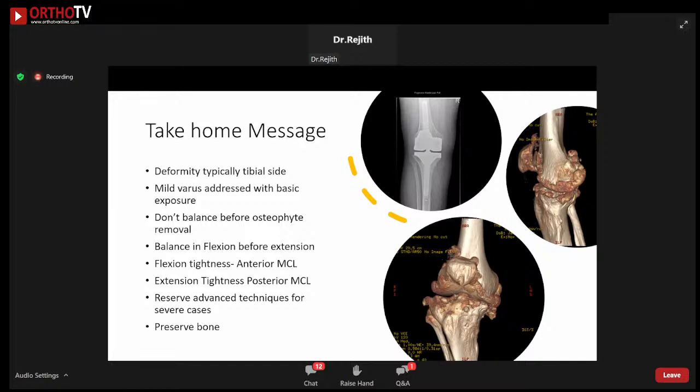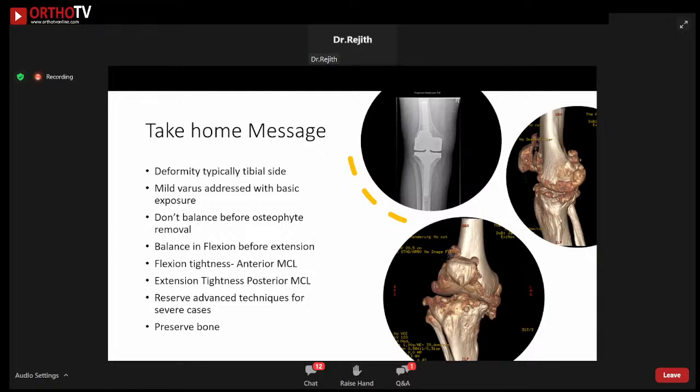The take-home message from today: varus knees, the deformity is on the tibia. You do everything on the tibia. Mild varus is usually addressed with the incision itself and approach. You don't need to release anything. And don't balance before you remove the osteophytes. The osteophytes from the medial tibia, medial femur, and the posterior femur should be removed before we touch the ligaments.